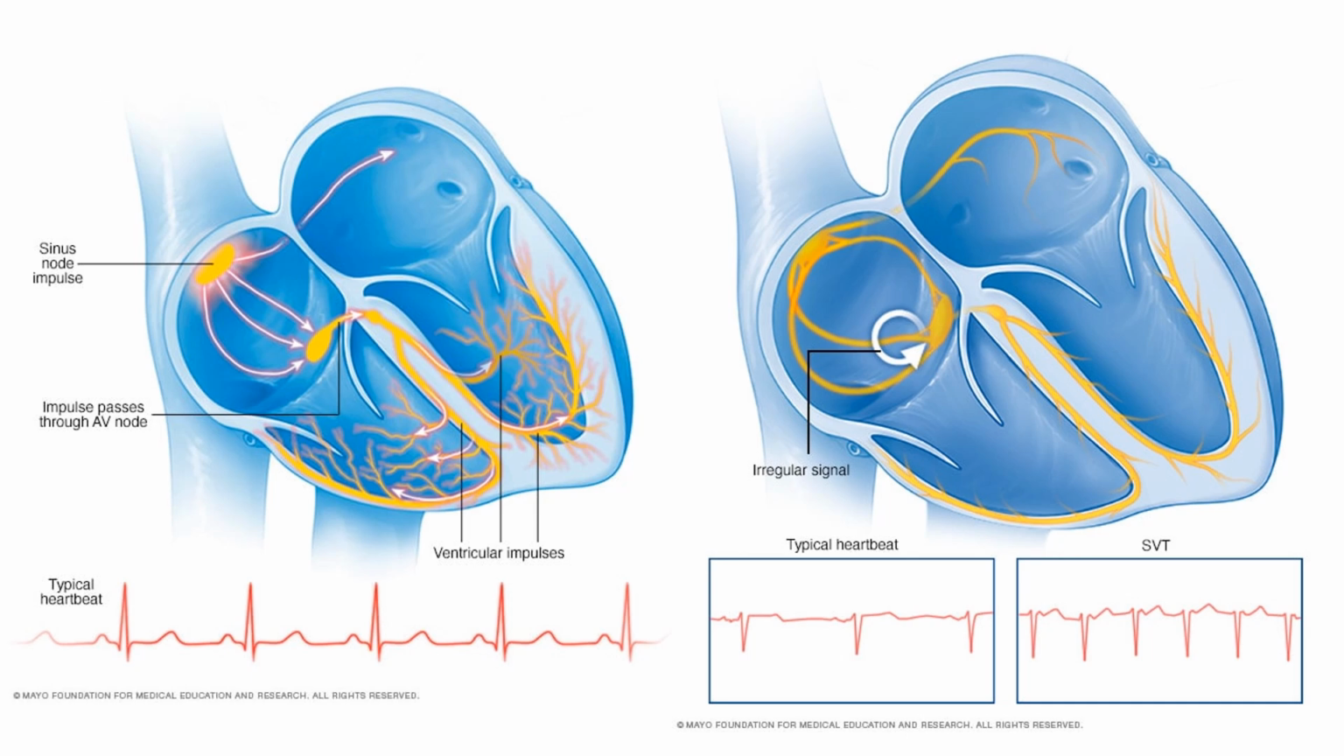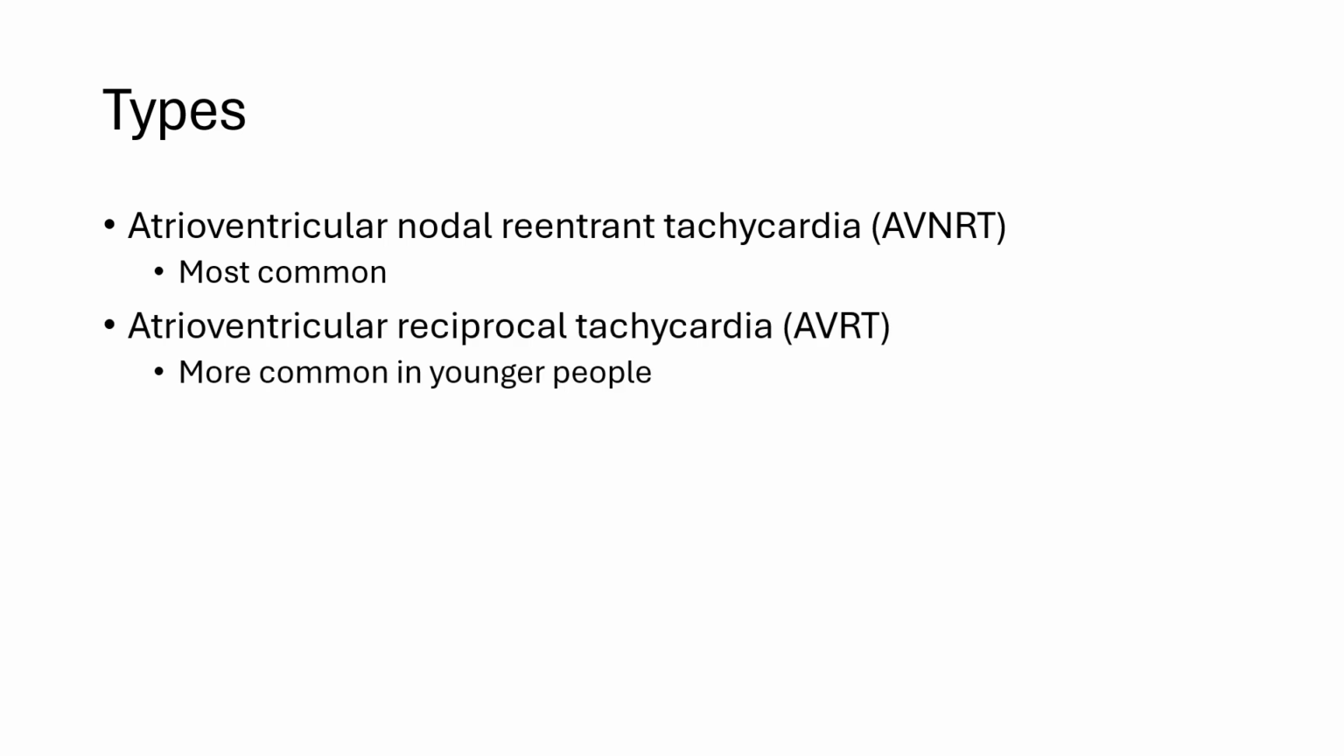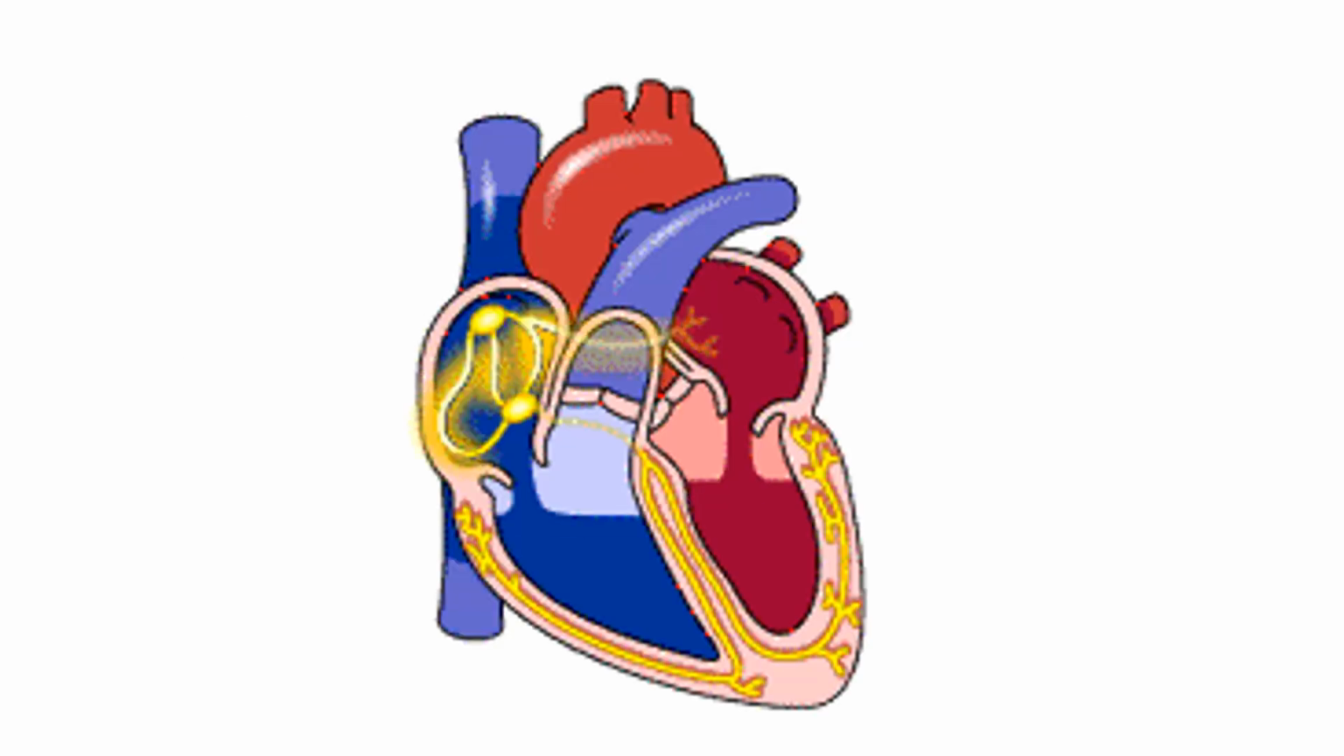So there are several types of SVT. You've probably heard of atrioventricular nodal reentrant tachycardia. That's the most common, and what we think about when we think of a typical SVT. There's also atrioventricular reciprocating tachycardia, which is more common in adolescents, teens, or younger adults. Then there's atrial tachycardia, which doesn't involve the AV node at all. It's more of an issue with the actual atrial muscle of the heart itself.